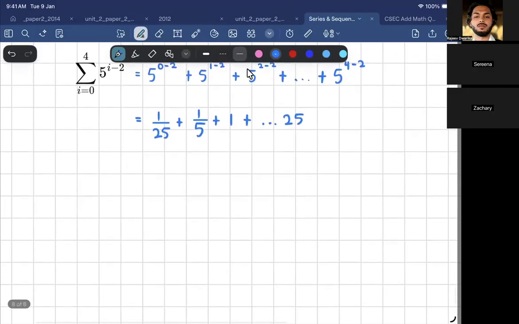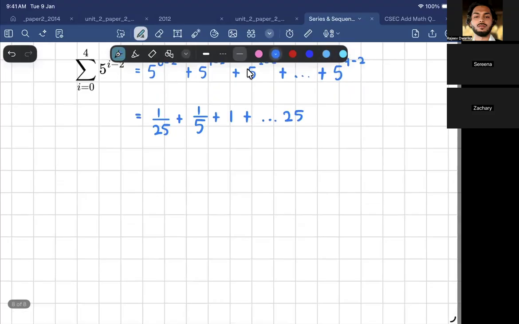Now, Serena, by looking at the first 3 terms, could we prove that they have a common ratio? Yes, we could. So let me just prove that quickly. If you want to prove that common ratio, you can say 1 over 5 divided by 1 over 25. What would you get? 5.